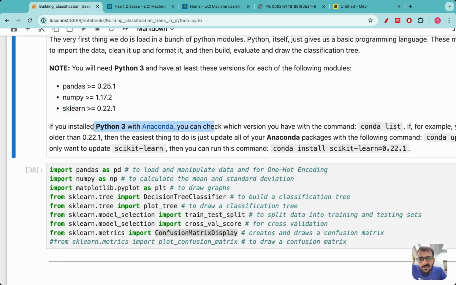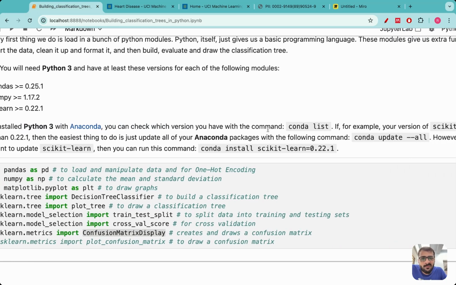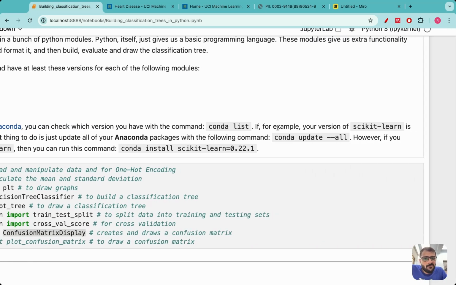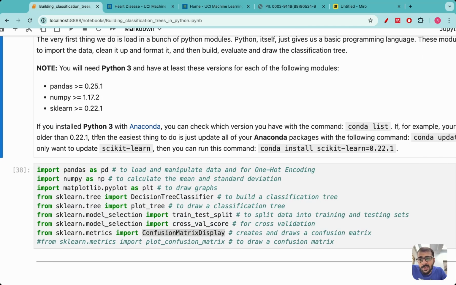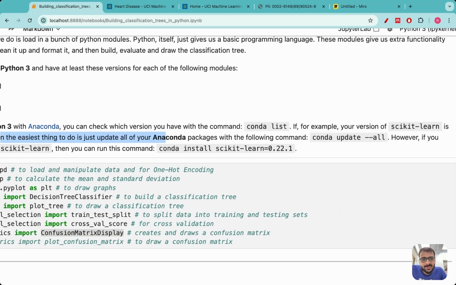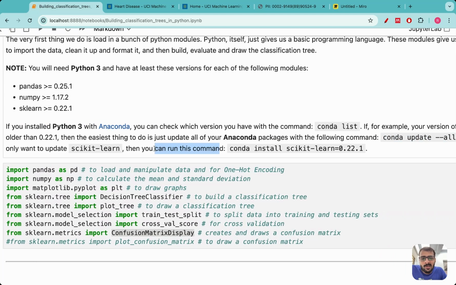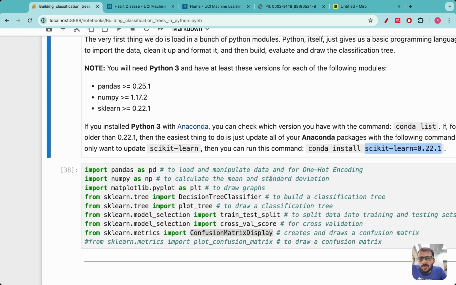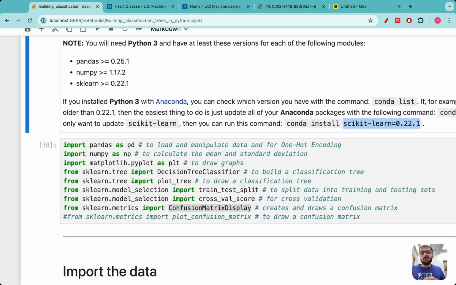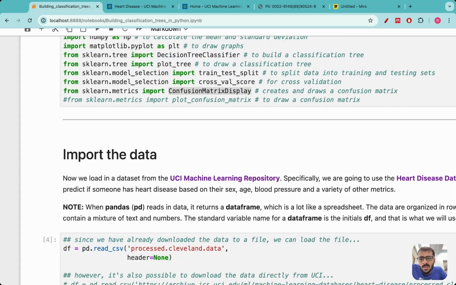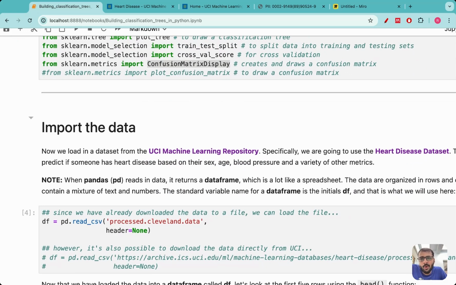Now, if you have installed Python 3 with Anaconda, you can check which version you have with the command conda list. And if, for example, your version of scikit-learn is older than 0.22.1, the easiest thing to do is just update all of your Anaconda packages with this command, conda update all. But if you only want to update scikit-learn, then you can also run this command, conda install scikit-learn, and give the version number which you want to install. So I hope this initial step is completed where we have imported the packages which are necessary for us to run this program. Now let's go to the next step where we will be importing the data.